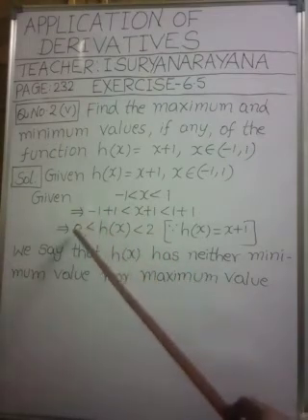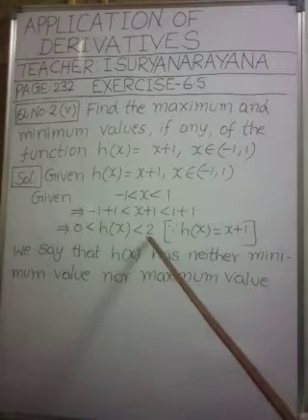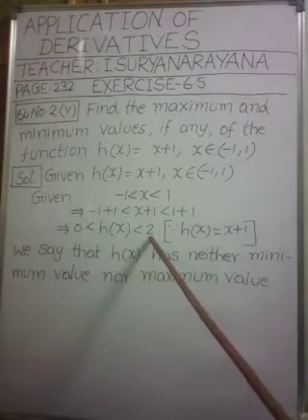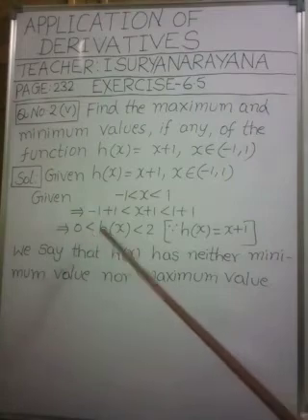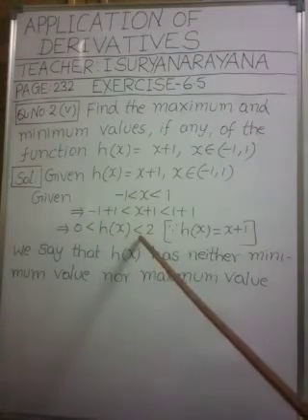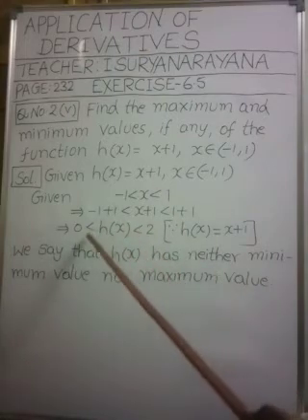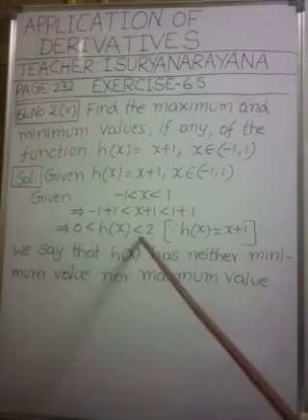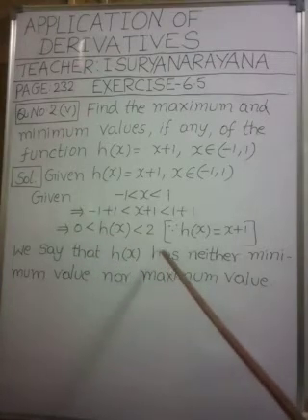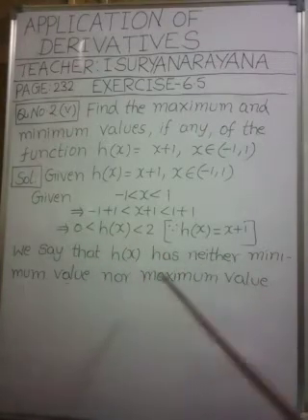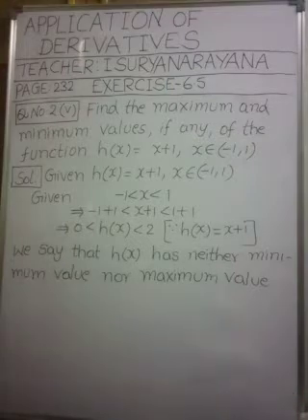We can't say this number is the minimum value and we can't say this number is the maximum value. But if you observe the previous question, we got less than or equal to here, and here also less than or equal to. Understood this difference, my dear children? But in this case we got only less than here and only less than here. So we can say that h of x has neither a minimum value nor a maximum value. Understood, my dear children?